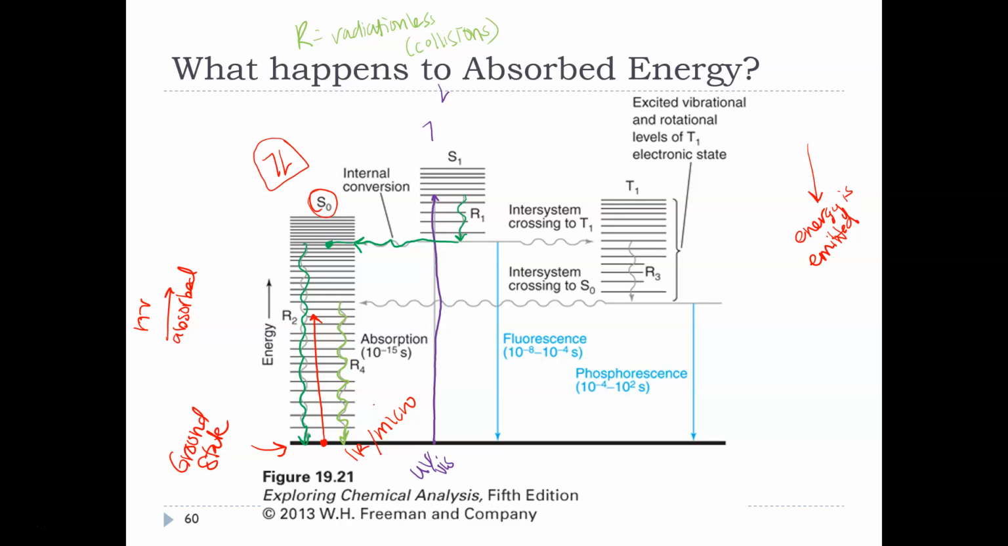So that is one way for an electron that has been promoted to a higher level singlet state to get back to the ground state. Radiationless transition to the bottom of S1, an internal conversion from S1 to S0 with the same amount of energy, and then a radiationless transition down to the bottom.